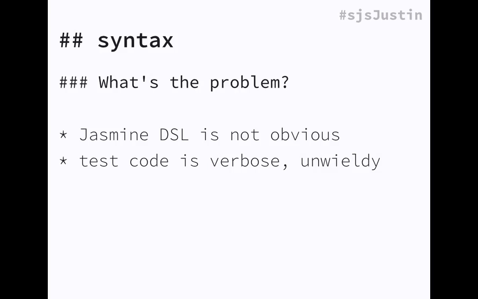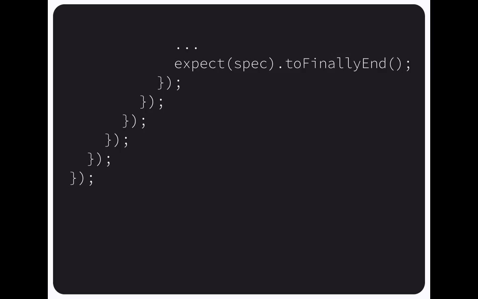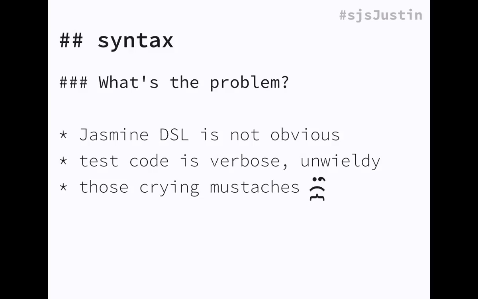Also, the test code tends to become verbose and unwieldy, especially if you're doing characterization testing of deeply nested behavior. What I mean is this. This really drives me crazy, writing all of these what I call crying mustaches at the bottom of my file listings, and I'd love to get rid of those.